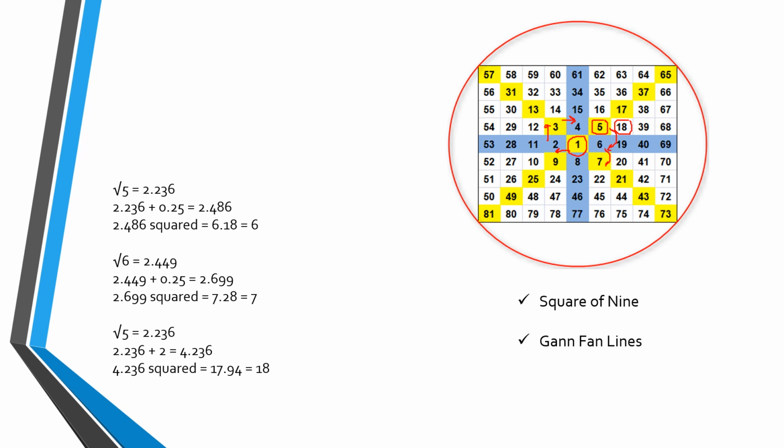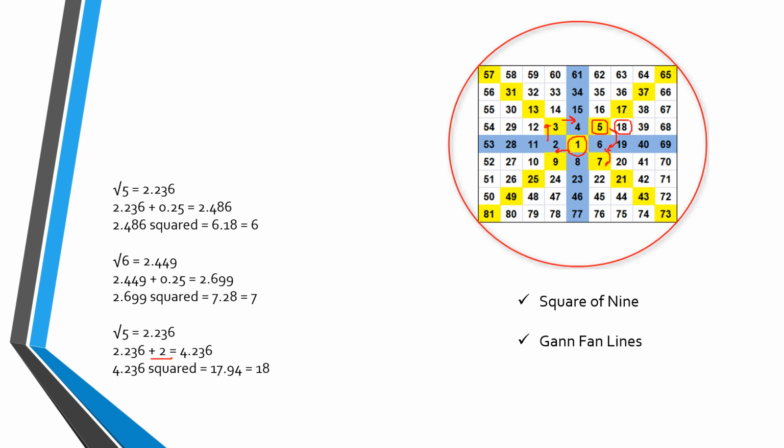How did I get then mathematically from 5 to 18? Square root of 5, as we said, is 2.236. Take that value and we're going to add 2. So 2.236 plus 2 is 4.236. 4.236 squared is 17.94. In round figures, let's call it 18.